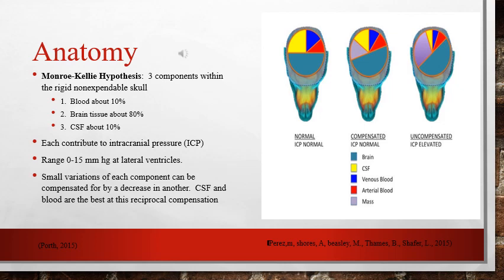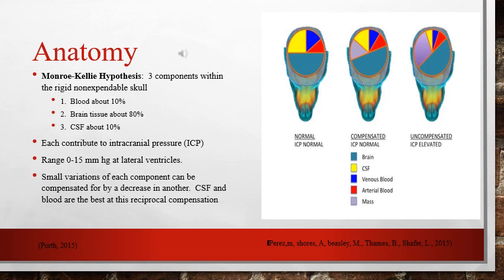This is normal ICP. So our normal ICP is 0 to 15 millimeters of mercury. Now notice, coming up in another slide, you're going to end up seeing the millimeters of mercury and centimeters of mercury. For this slide, we are saying that the normal range is 0 to 15 millimeters of mercury at the lateral ventricles for ICP measurement. And the brain can accommodate for small adjustments and keep the ICP within normal range.